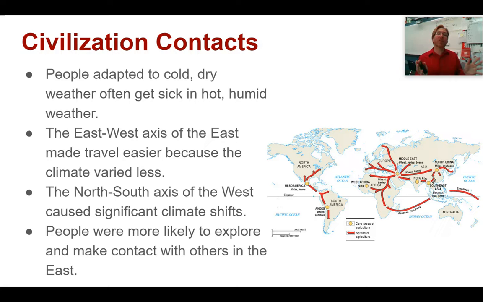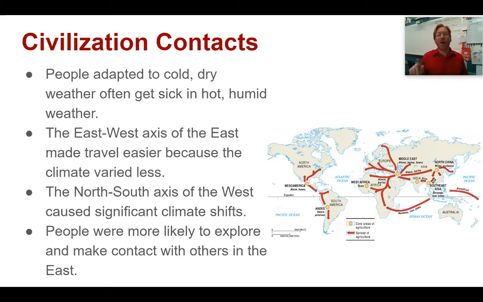Another one is civilization contacts. Now, people are adaptable, right? We can adapt to cold, dry weather. People live far in the north where it's cold and dry. But they often get sick if they travel to a hot, humid climate, and vice versa. People don't like to change their climates dramatically.